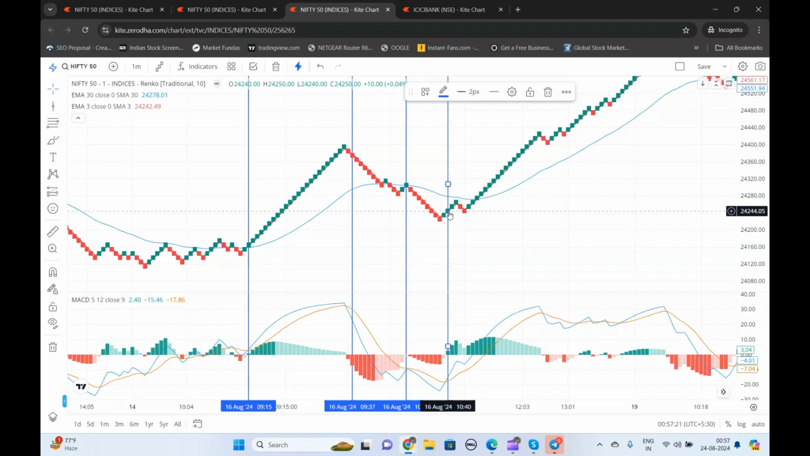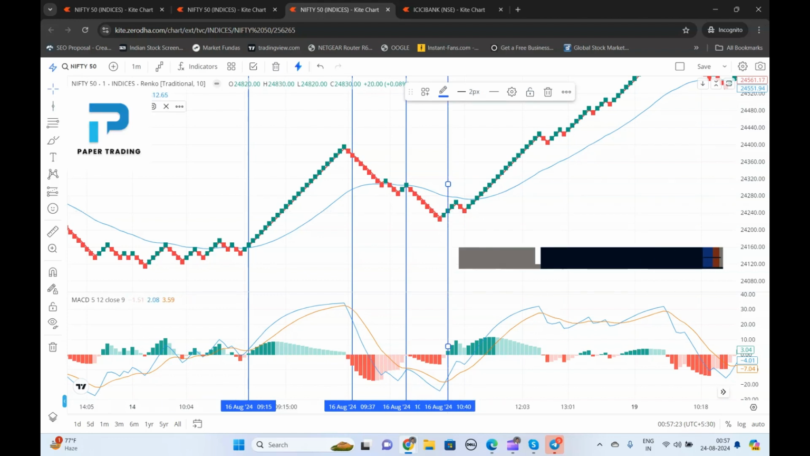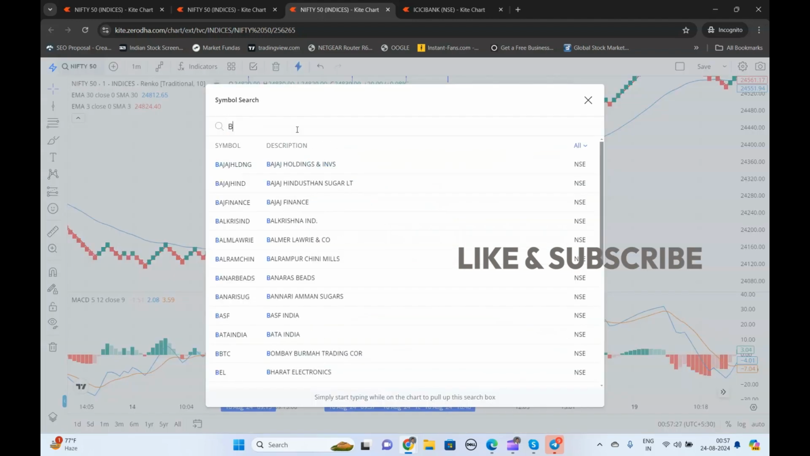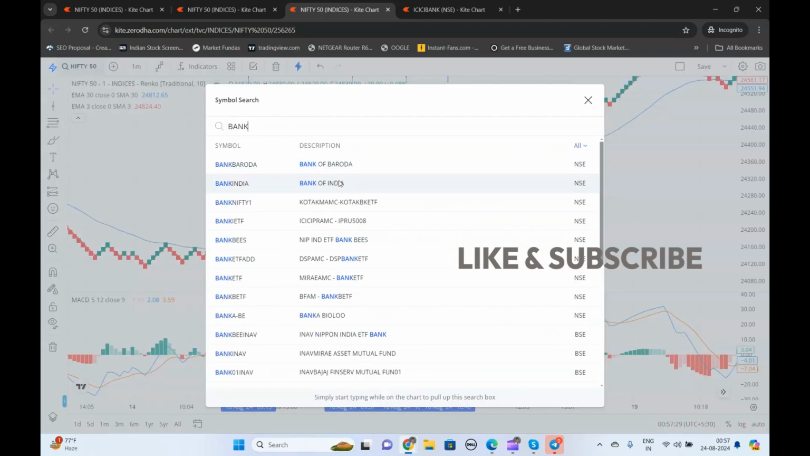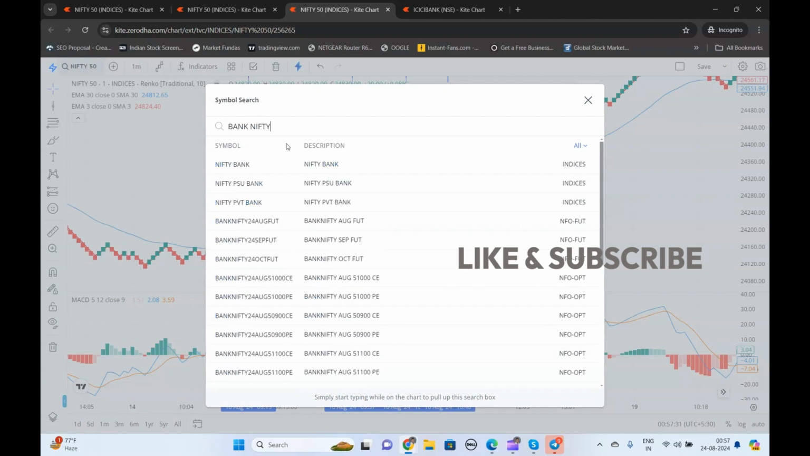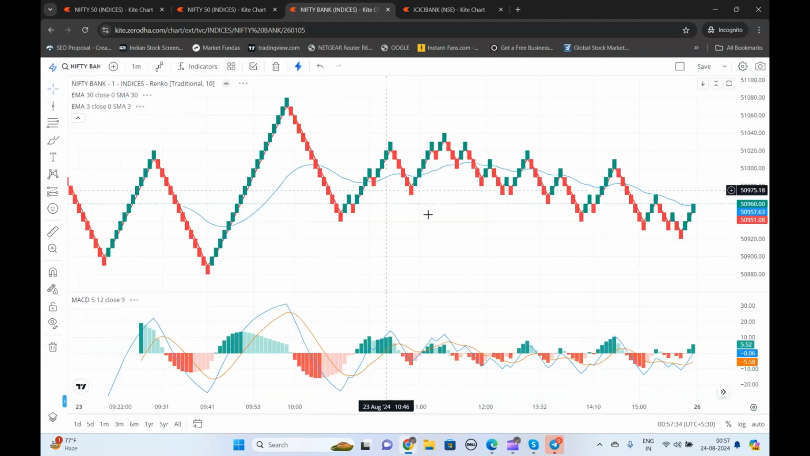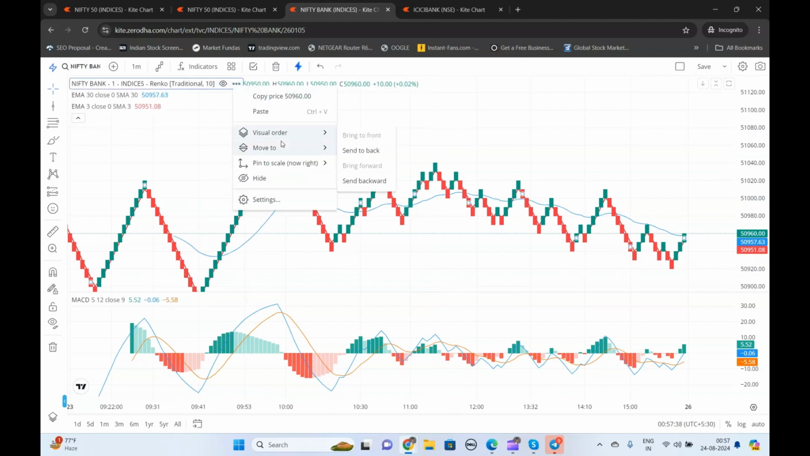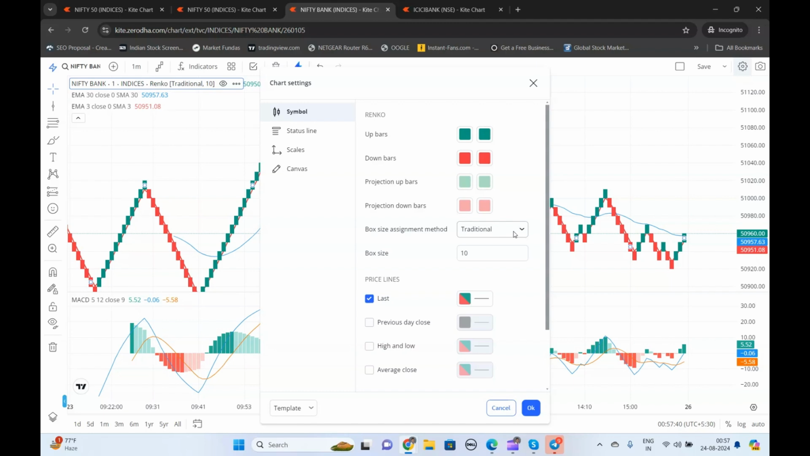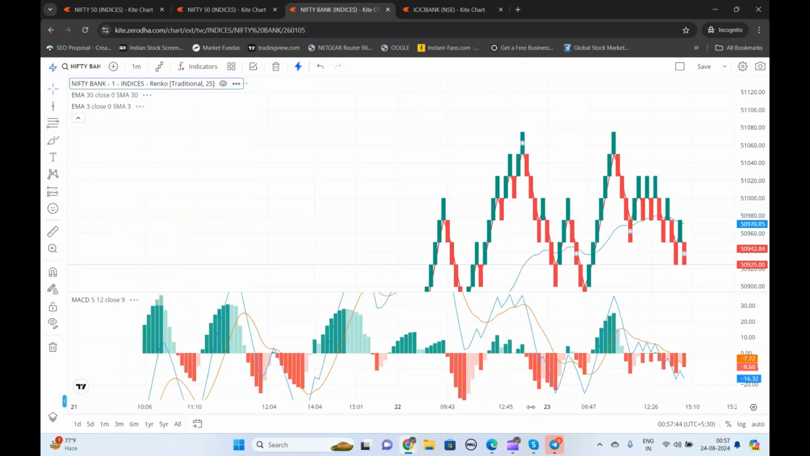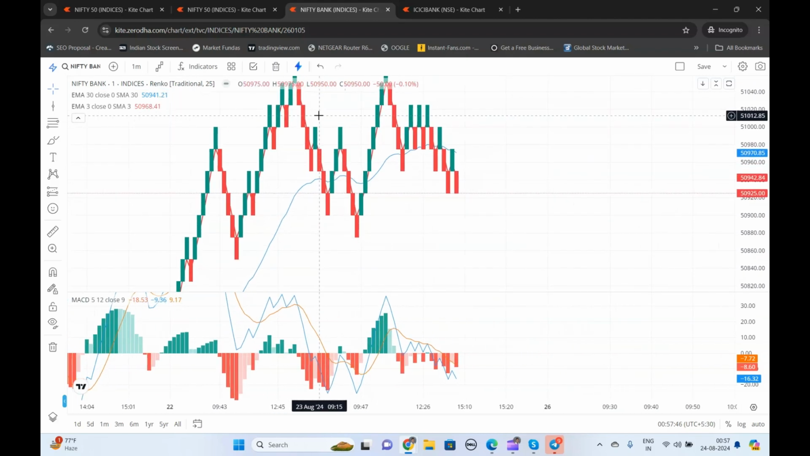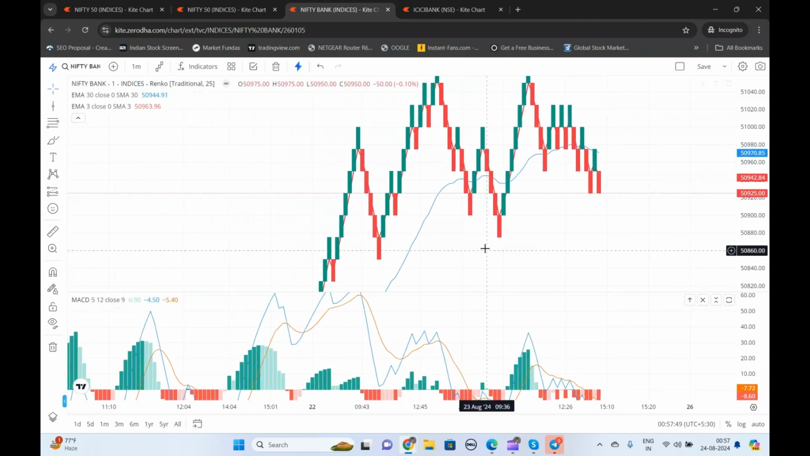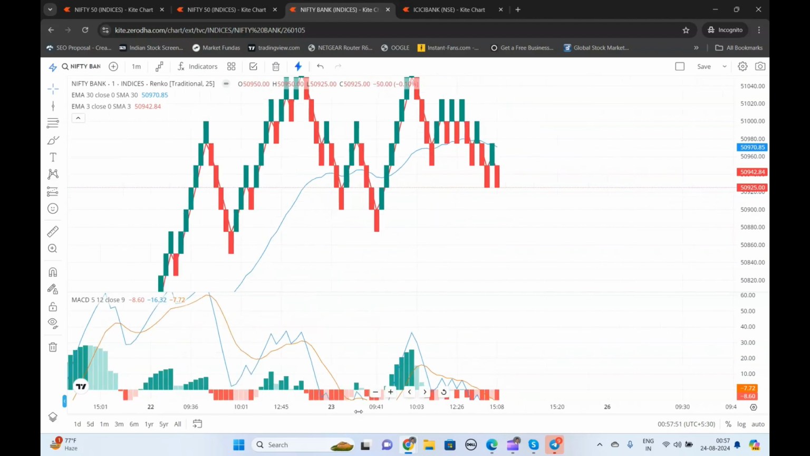And this is how you have to play intraday. Not only for Nifty, you can also play Bank Nifty. The same thing. For Bank Nifty, what you have to do here is change the brick size to 25. That's it. The same principle holds here also.